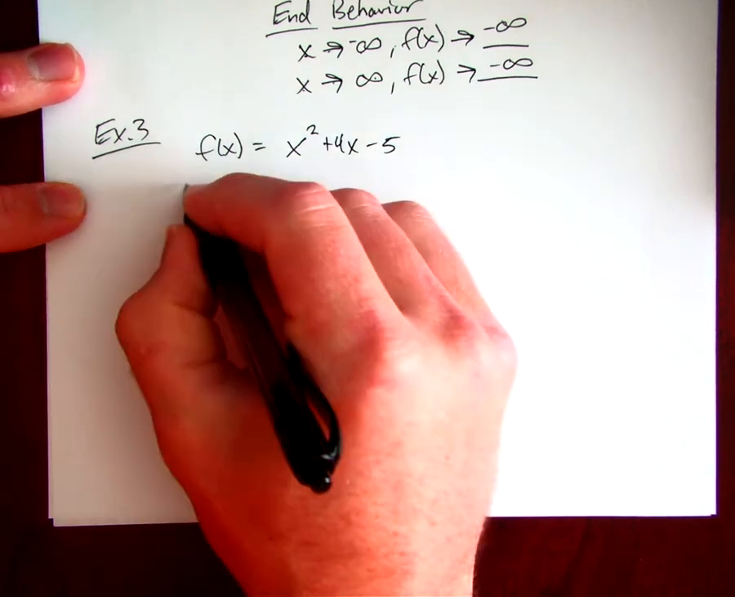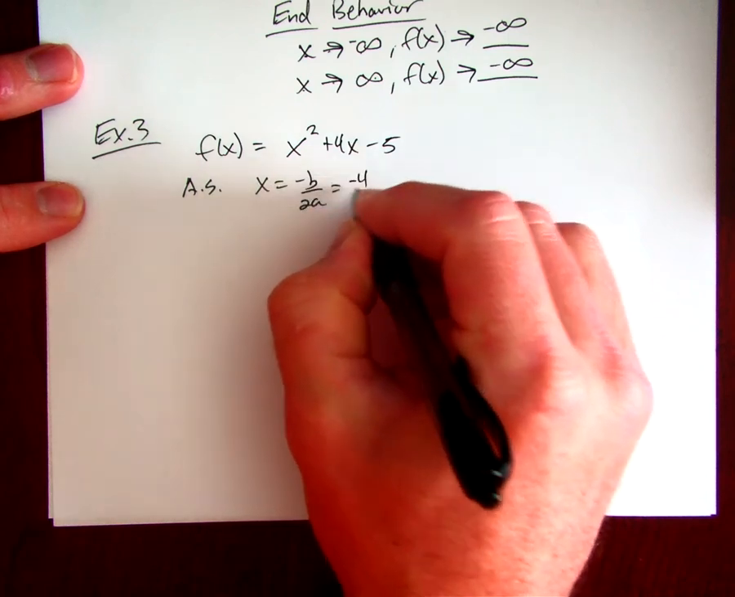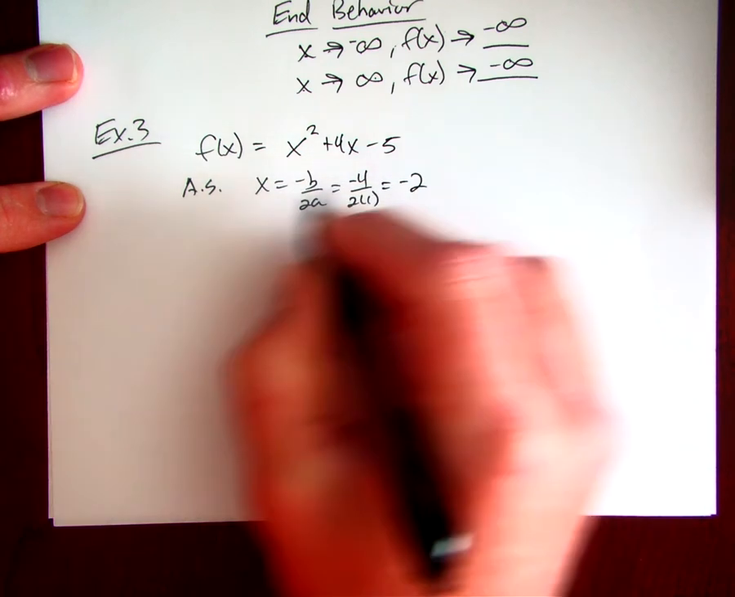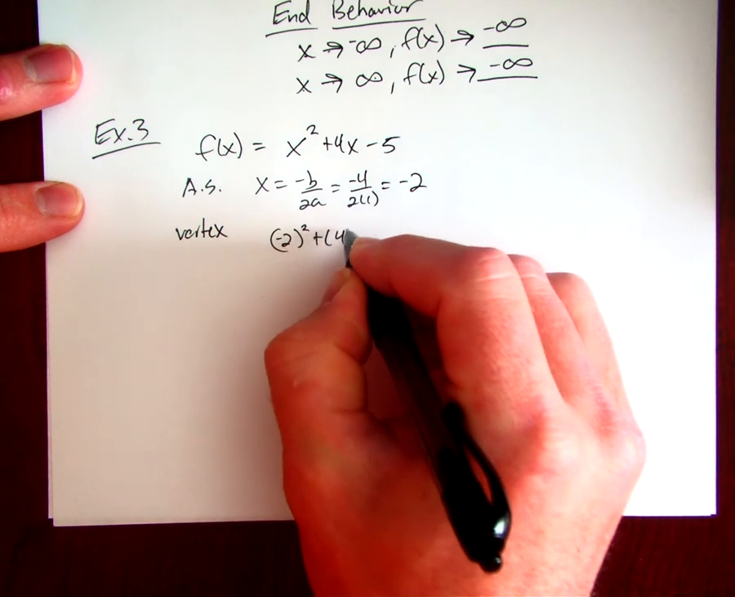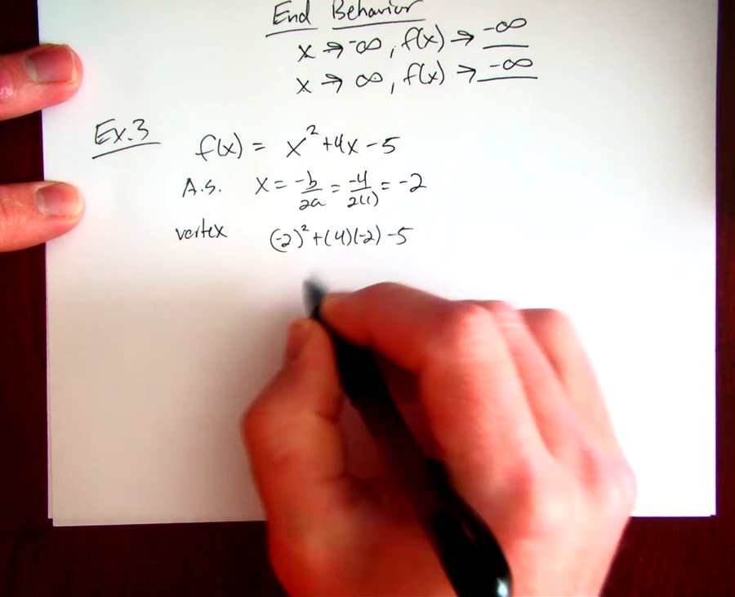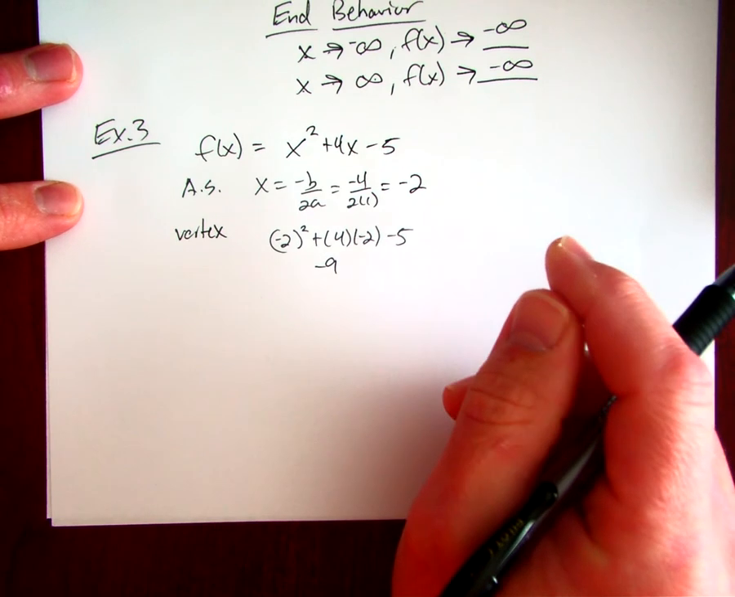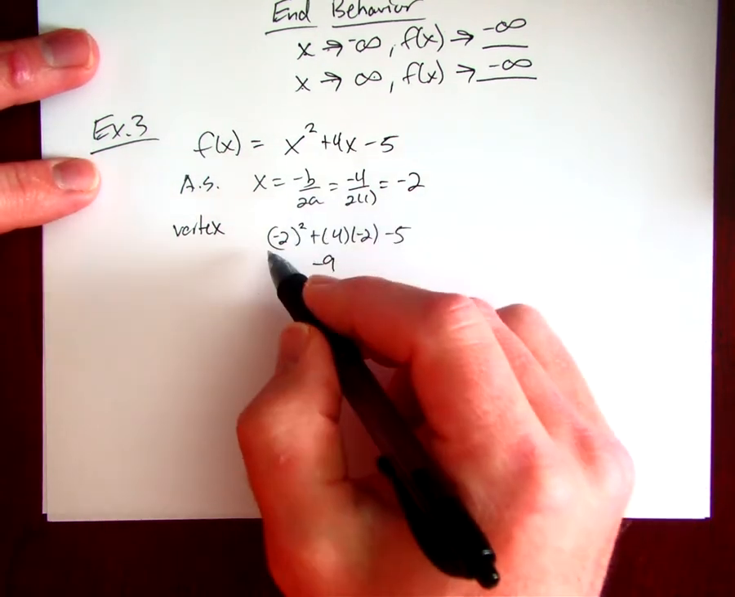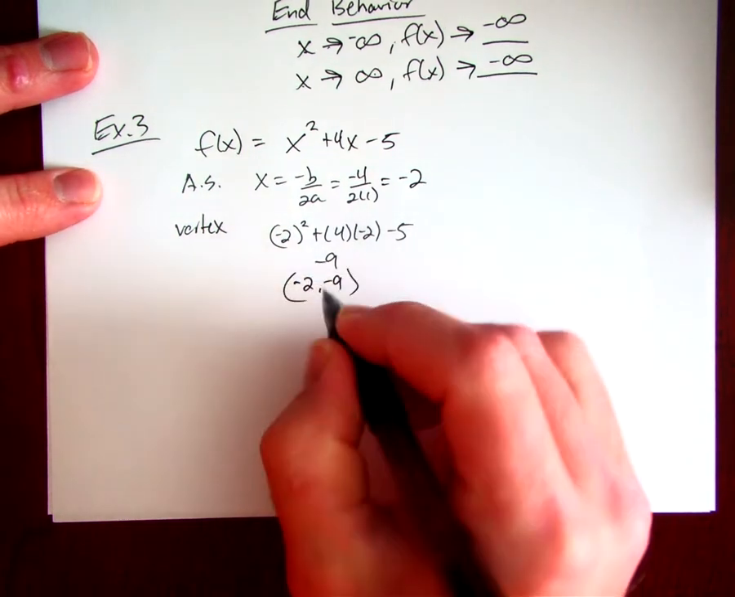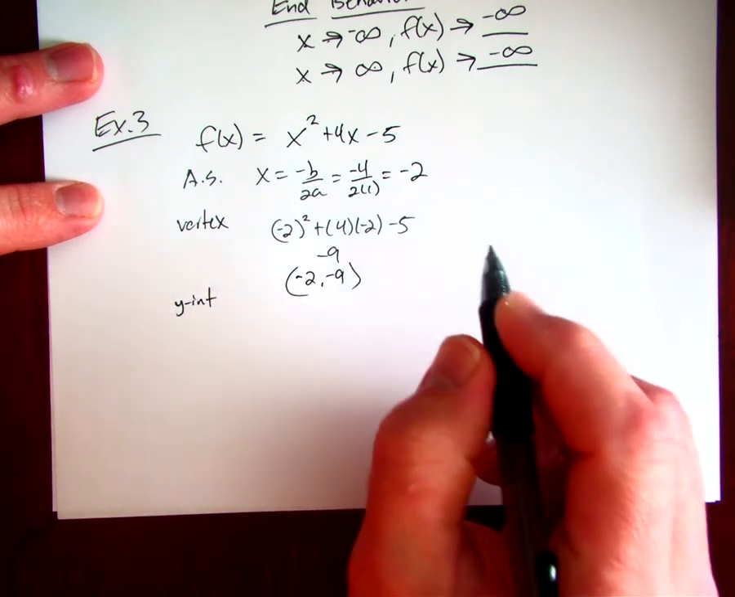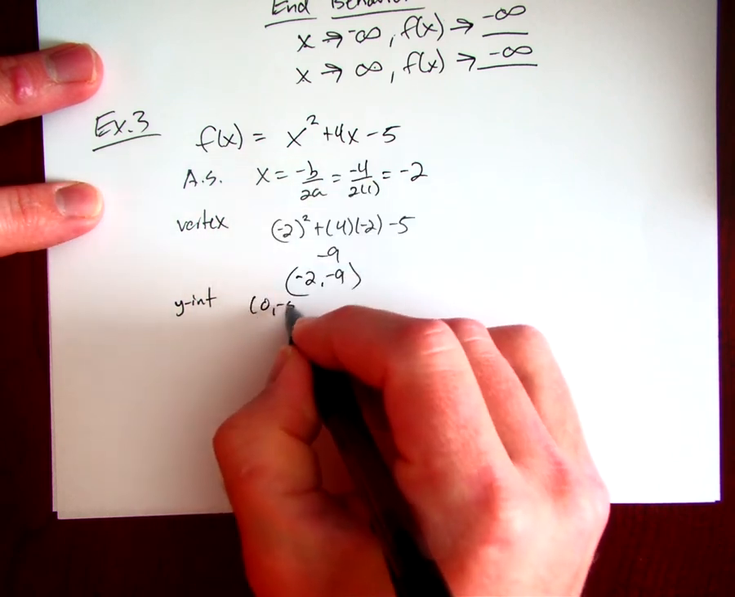Okay? Let's go ahead and find the axis of symmetry. x equals negative b over 2a. So you get negative 4 over 2 times 1, which is negative 2. We find the vertex by plugging that back in. So we get negative 2 squared plus 4 times negative 2 minus 5. That's positive 4 minus 8, so that's negative 4, negative 9. So it looks like our vertex right there is at negative 9. Yep, that's right. So the vertex is going to be at negative 2 comma negative 9. There's my vertex. And the y-intercept, when you plug in 0 for x, is going to be 0 comma negative 5.